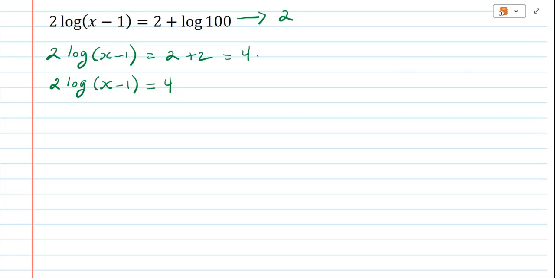Now, next step is this 2, we're going to bring it up. We're going to use the exponent law or the power law of the log. So this is actually log of (x minus 1) squared, that's equal to 4. Okay, so remember that law again, right? If this was given to you like this, log of (x minus 1) squared, well, you just bring the 2 to the front. That's how you actually simplify it that way.